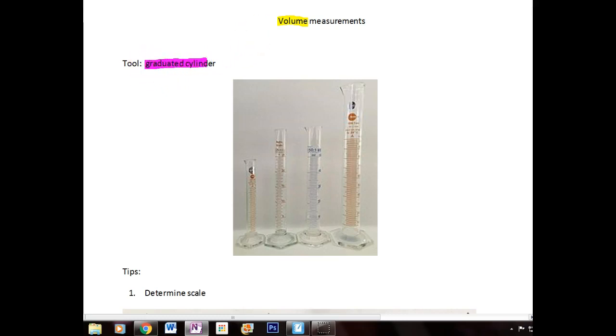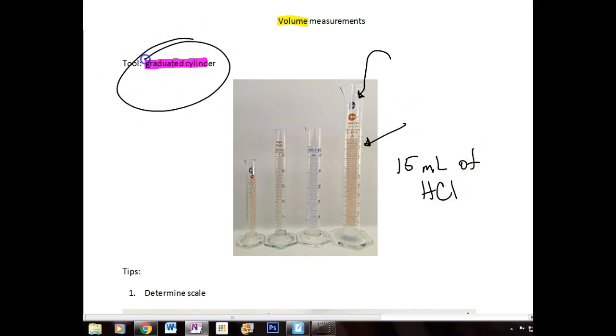It is a cylinder. As you can see here, here are 4 examples of graduated cylinders, and each one has graduations going up with a different scale. We can add liquid to these to measure with pretty good precision how much liquid we need. For example, maybe a lab calls for us to measure out 15 milliliters of some hydrochloric acid. We would use a graduated cylinder to measure that out.